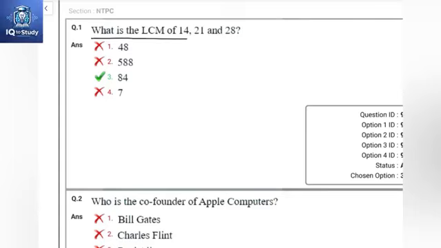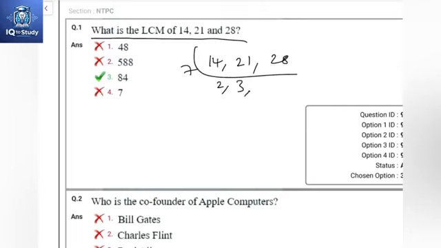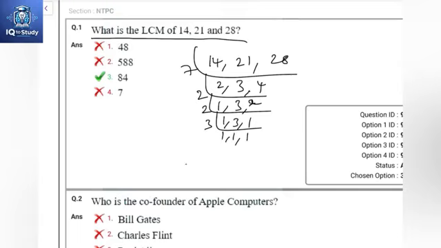What is the LCM of 14, 21 and 28? LCM means the least common multiple. Let's find out for 14, 21 and 28. So LCM is equal to 7 into 2 into 2 into 3, which is equal to 84.